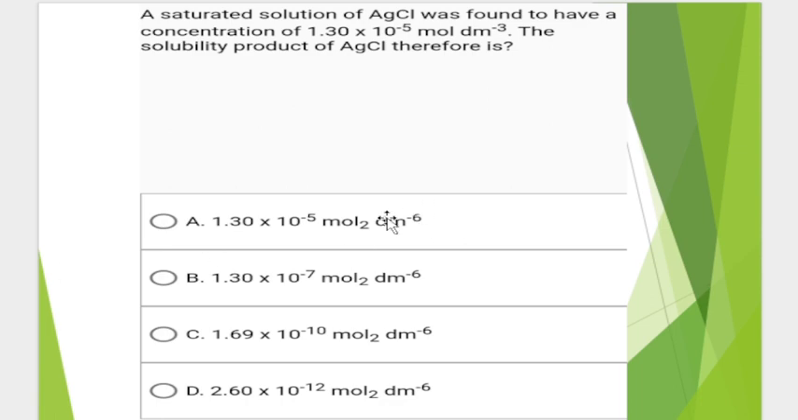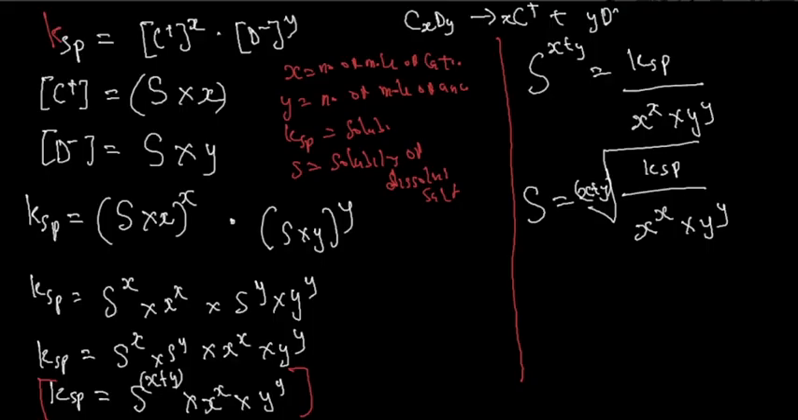A saturated solution of AgCl was found to have a concentration of 1.30 times 10 raised to power minus 5. So we are given the concentration. As I said, in this case you can use concentration in place of solubility. The solubility product of AgCl is dash. You are asked to find the solubility product when you are given solubility. So let's get to solve that. First off, let's take this off. Writing out our parameters is one essential thing I like to do.